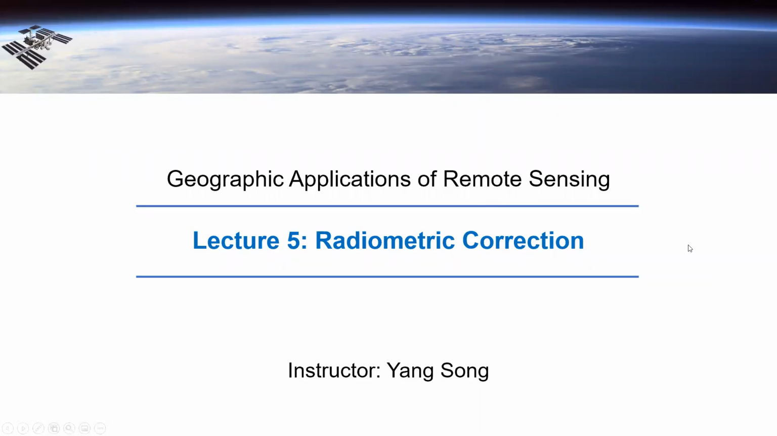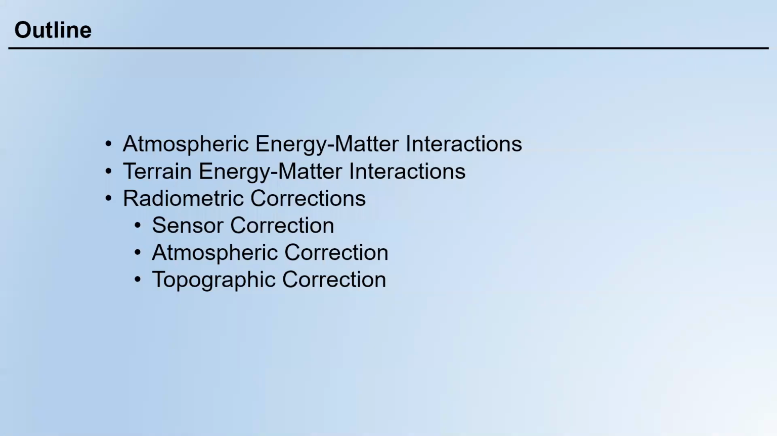In lecture 5, I'm going to introduce something called radiometric correction. Firstly, I'm going to introduce interactions between EMR and atmosphere, and also between EMR and terrain, objects on the ground. And in the second half of this lecture, I'm going to introduce different types of radiometric corrections, including sensor correction, atmospheric correction, and topographic correction.